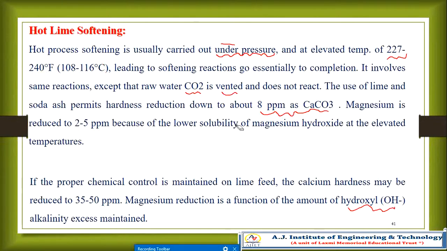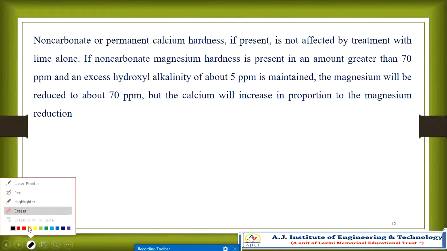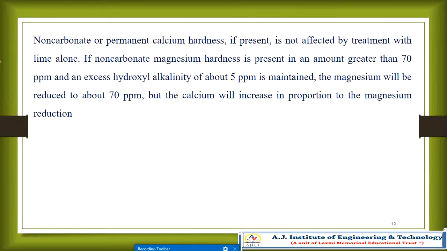Now if you concentrate on noncarbonate, noncarbonate and permanent calcium hardness, if present, is not affected by the treatment with lime alone. That is noncarbonate and permanent hardness. If present, it is not affected by treatment with lime alone. Okay, that is your noncarbonate and permanent calcium hardness. Noncarbonate magnesium hardness is present in an amount greater than 70 ppm.